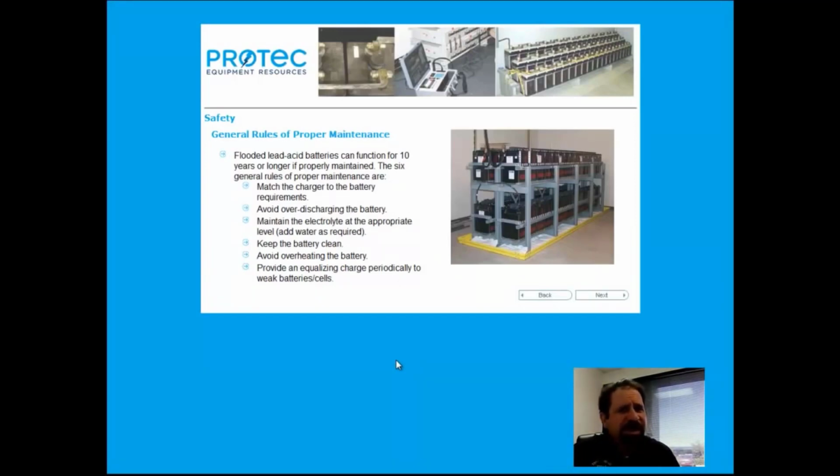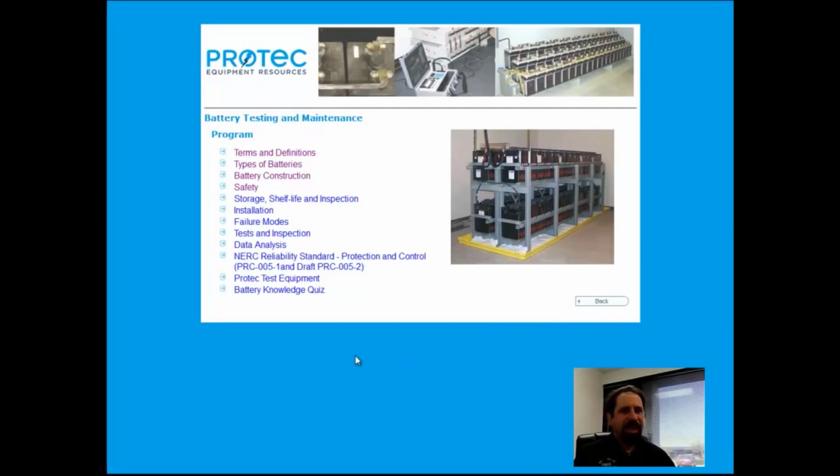General rules and proper maintenance. Flooded lead-acid batteries can function for 10 years or longer if properly maintained. The 6 general rules of proper maintenance are: match the charger to the battery requirements. Do not overcharge or undercharge. Avoid over-discharging the battery. Maintain the electrolyte at the appropriate level. Add water as necessary. Keep the battery clean. Avoid overheating the battery. Provide an equalizing charge periodically to the weak battery cells. And that concludes safety. Next we will go into storage and shelf life and inspection.